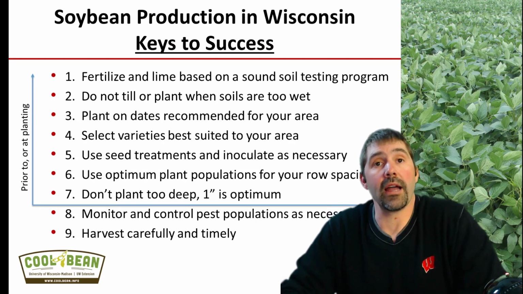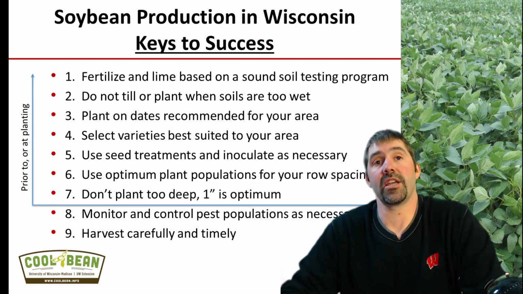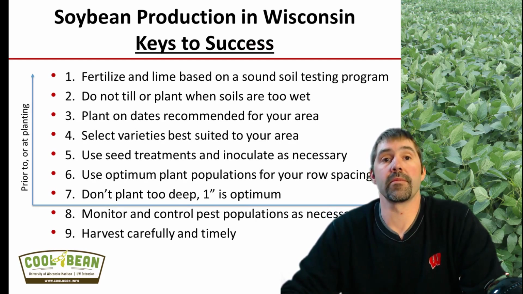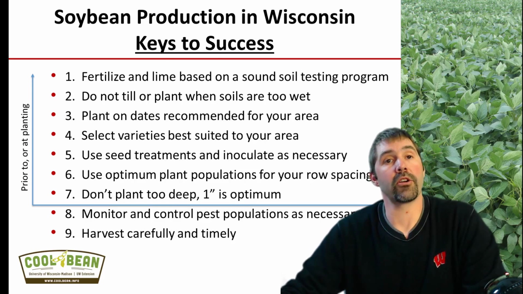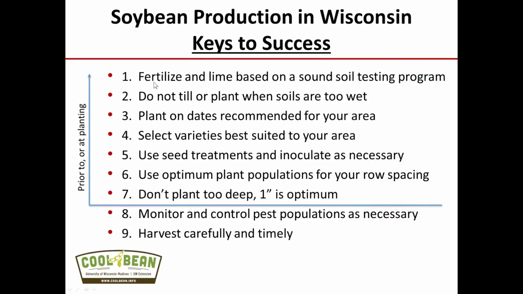I'd like to end this by talking about what are the keys to success for soybean production in Wisconsin. Number one, I really want to encourage growers to fertilize in line with a sound soil testing program. Two, please do not till or plant when soils are too wet. We often hear of growers talking about sidewall compaction in corn. We can see it just as readily on soybean and have issues with germination, emergence and some issues with the stem breaking. Third, plant on dates recommended for your area.